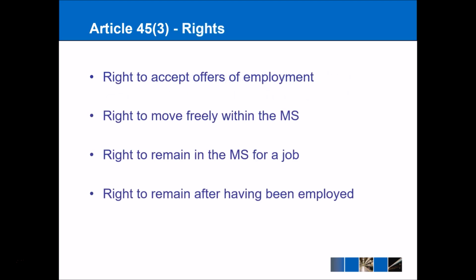So 45.3 is quite sizable, so we're going to spend a little bit of time on it, but it basically looks at the rights and limitations. So 45.3 itself is split up into 4 separate subparts, and these are all listed within the article itself. And they're very basic rights that are set out. We'll look at developing them a little bit more in a second, but for the time being, you can accept offers of employment, move freely within the member state, so north to south, east to west. Right to remain in the member state for a job, so if you do get a job, then you can stay in the member state and work there. And right to remain after having been employed, and we'll look at what that actually means in a little bit.